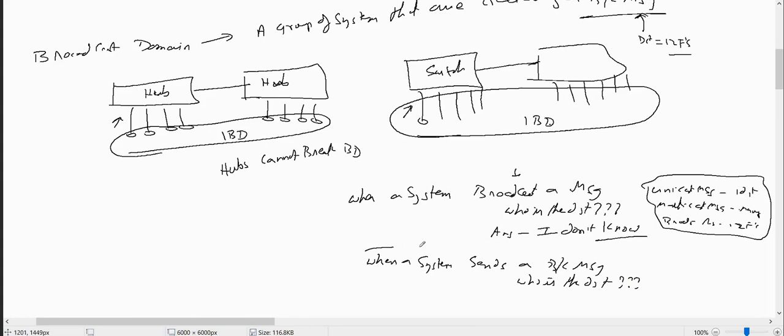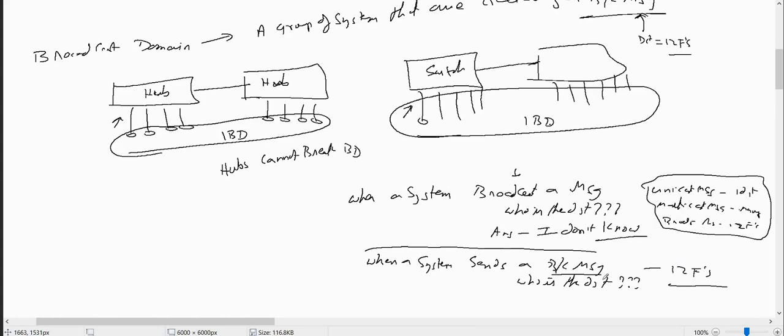Now my question is, when a system sends a broadcast message, who is the destination? Listen to the question very carefully. Very good, Putraj. 12 Fs. Now the information I gave is very clear. The message sent by the system is a broadcast message. The moment I gave you this information, now you know that it is 12 Fs. The system wants to talk to everybody. That's why it sent a broadcast message.